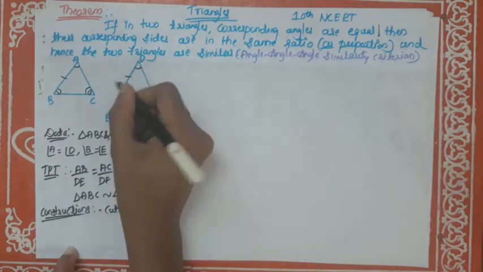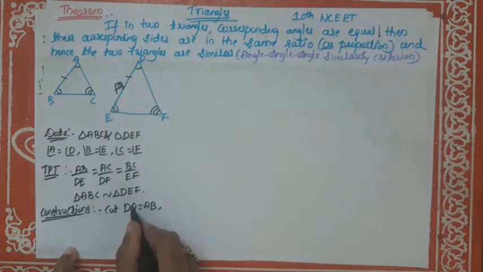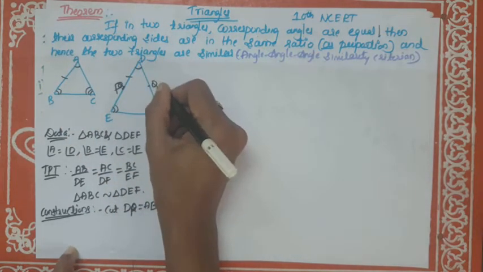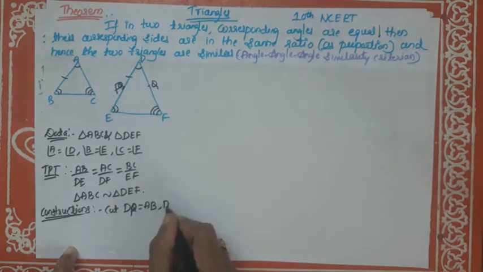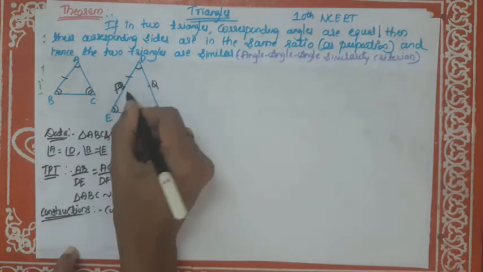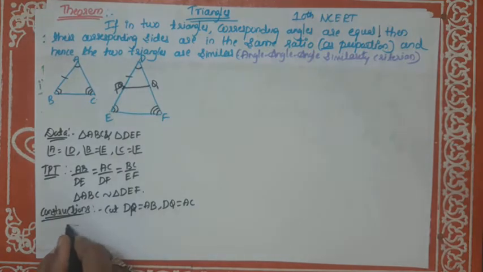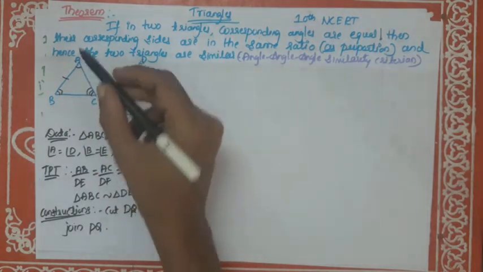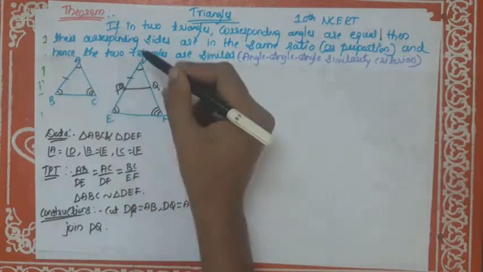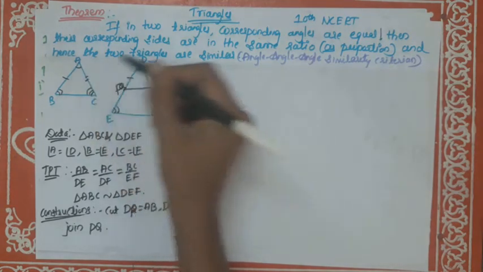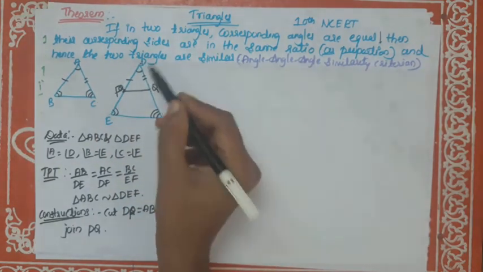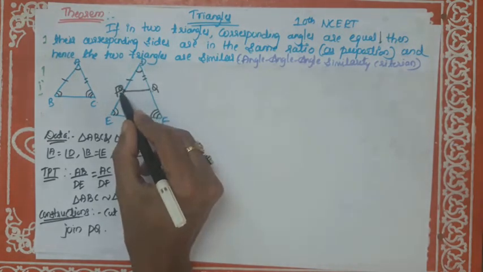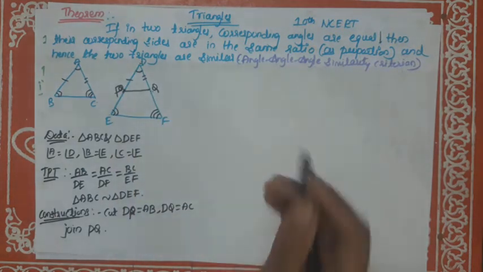Then I take DP, DP equals AB, and here I take DQ, DQ equals AC. Then I join the line PQ. So what we did: we made AB equal to DP and AC equal to DQ. We cut the points P and Q on DE and DF. Then we joined PQ.